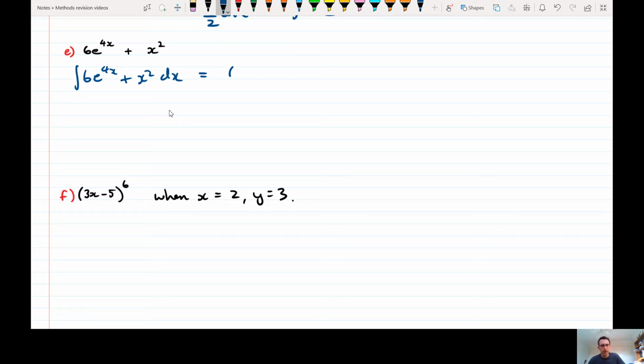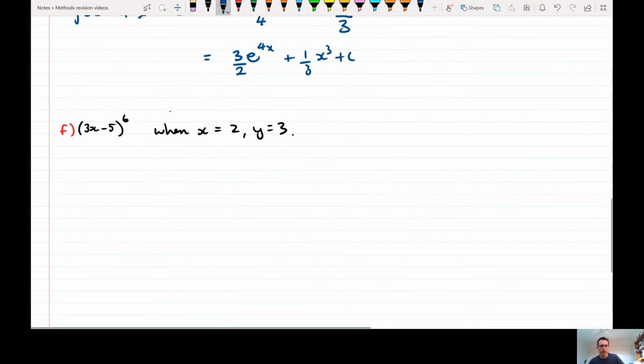So our e to the 4x, we've got 6 times, the rule tells me, 1 over the coefficient of x, which is 4, e to the 4x, plus the antiderivative of x squared: you raise the power by 1, divide by that power, plus c. And simplifying this, you get something that looks like this. You can leave it as over 3 here if you wanted, or you can leave it as 1/3 at the front.